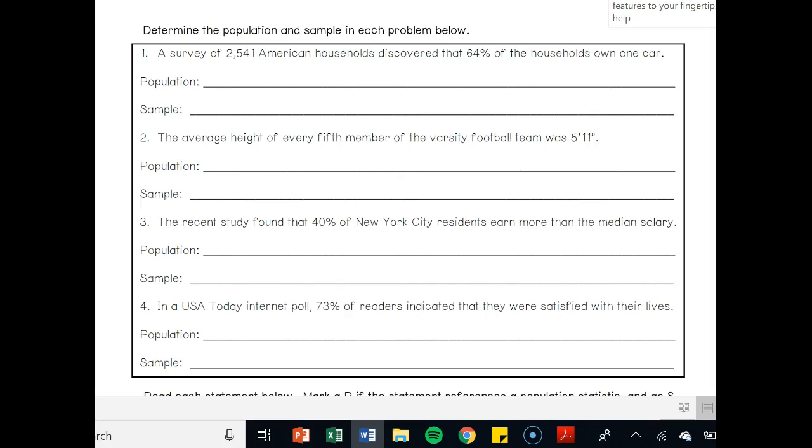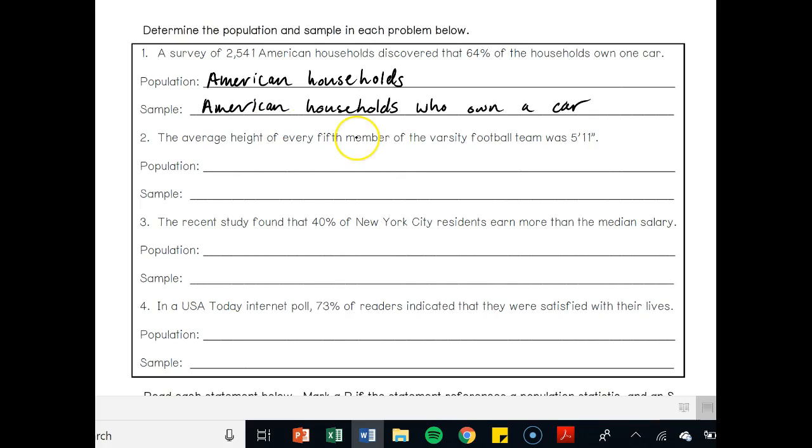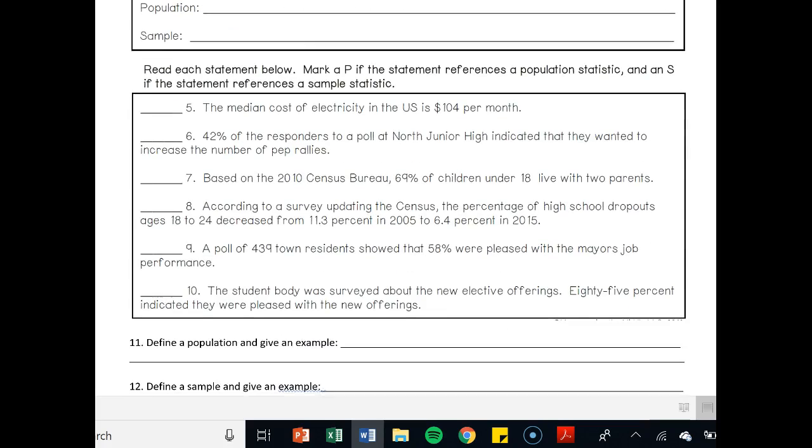We're going to discuss the last two after you finish them yourself. And on the back, real quick, here's what I want you to do with your homework. It says determine the population and sample in each problem. So you're going to tell me what the population is for the problem and what the sample is. A survey of 2,541 American households discovered that 64% of the households own a car. The population for that is the American households, everybody that was surveyed. And the sample in that survey is simply the American households who own a car, the subset. So everybody surveyed is your population, and the people who own a car, your subset, that is your sample.